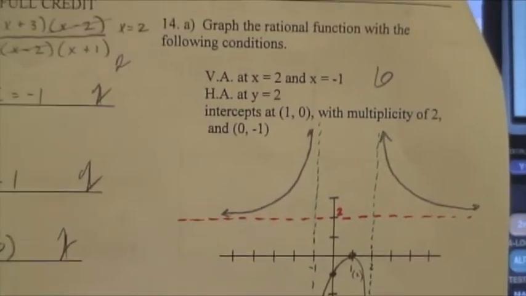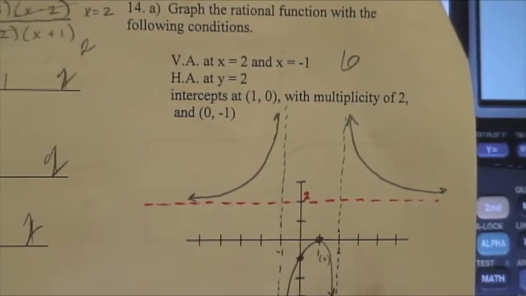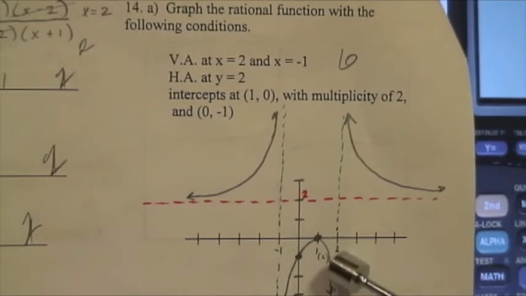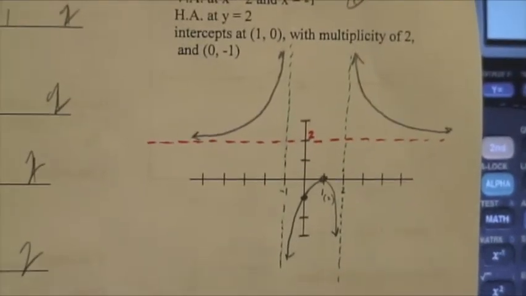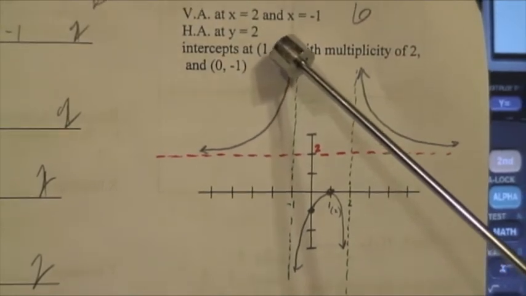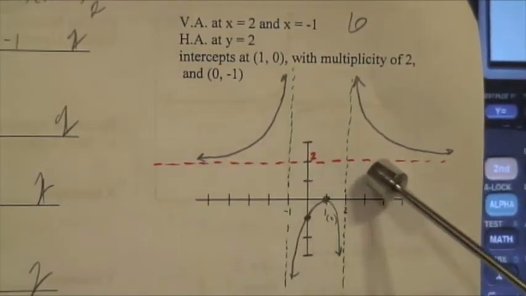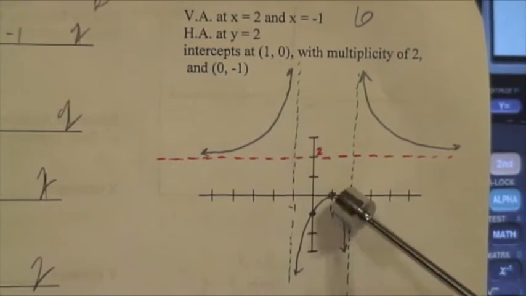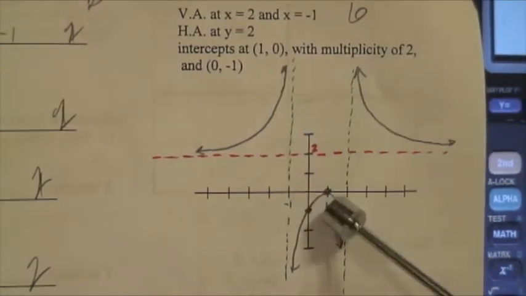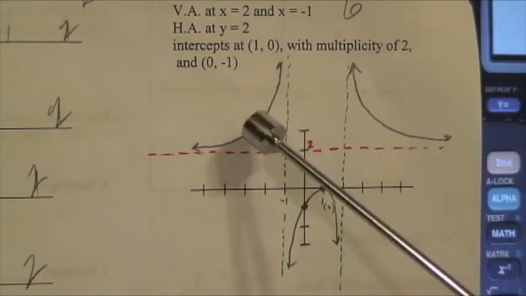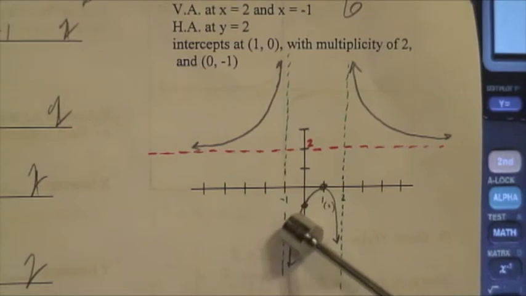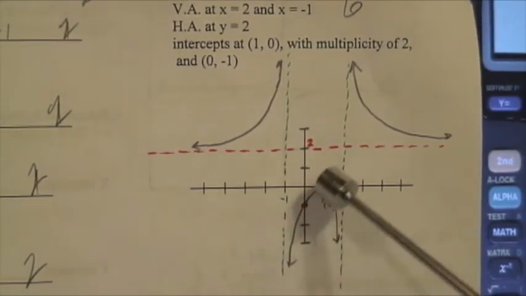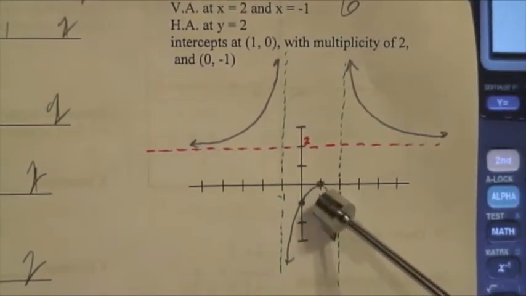Number 14, now I give you all the information looking for you to make the perfect graph. So we have a vertical asymptote at x equals 2. There it is, that green line. We have a vertical asymptote at x equals -1. That's my other green line. You have a horizontal asymptote at y equals 2. That's my red dashed line. You have intercepts at 1, 0 with a multiplicity of 2. That means it has to look like the parabola there. At 0, -1 is my y-intercept. Again, based on my graph, where my points are, we're going to make a parabola shape down here.